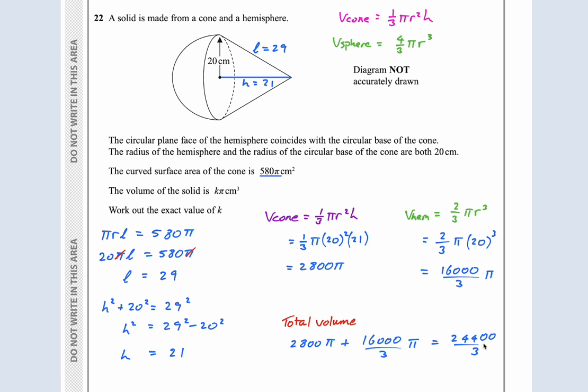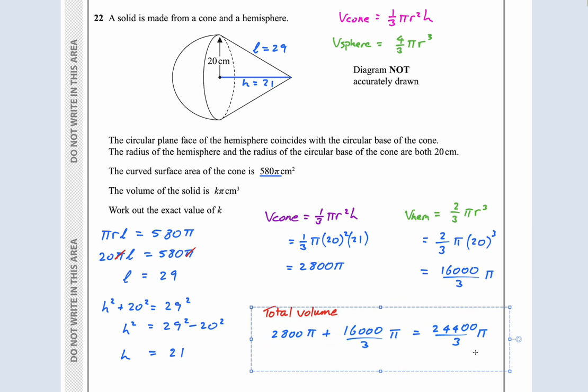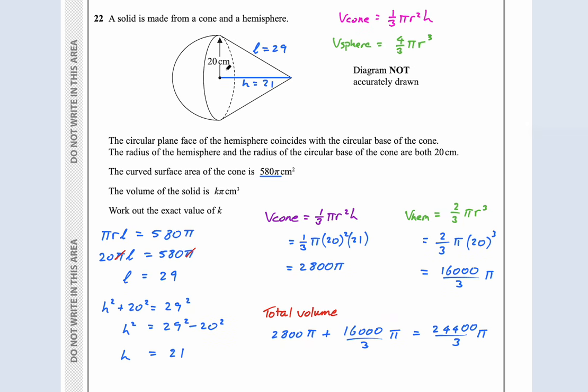24400 over 3 pi. So therefore, what's the value of k? Well, k is just this. It's this 24400 over 3. K is equal to 24400 over 3 without the pi because of that. And that's the answer. Question 22.